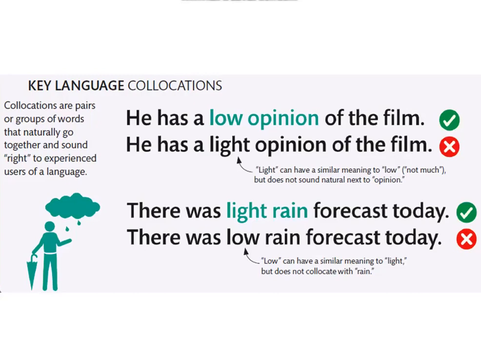We see the next one. There was light rain forecast today. This is correct. We say light rain. We don't say there was low rain forecast today. Low can have a similar meaning to light, as I said before, but it does not collocate with rain. So low collocates with opinion, but light can collocate with rain.